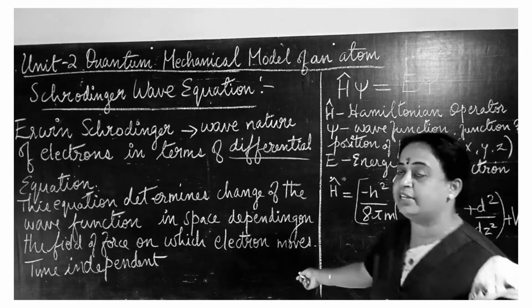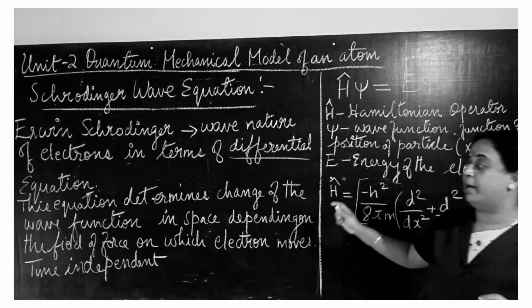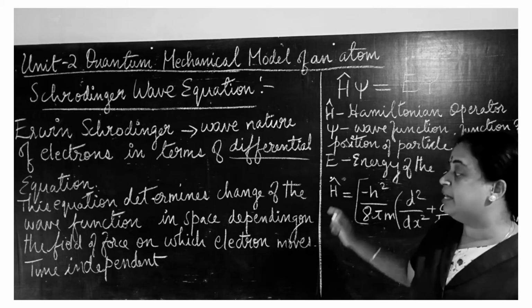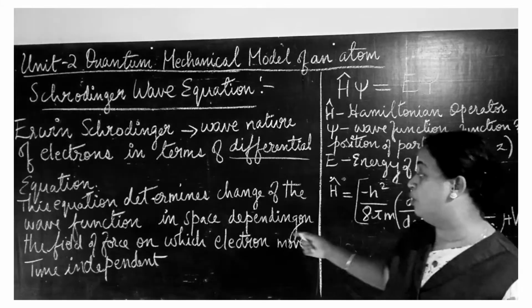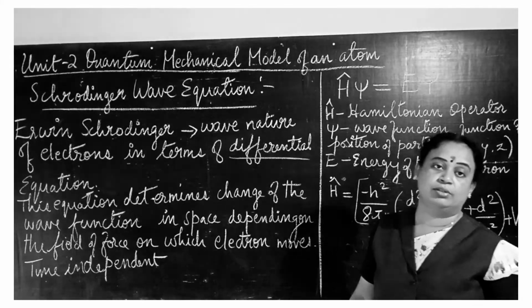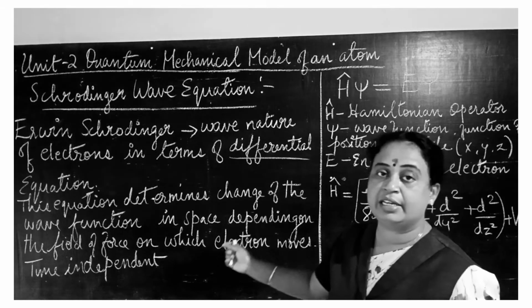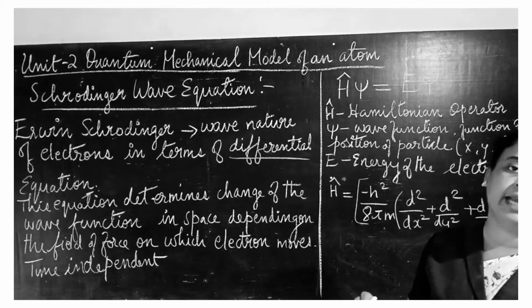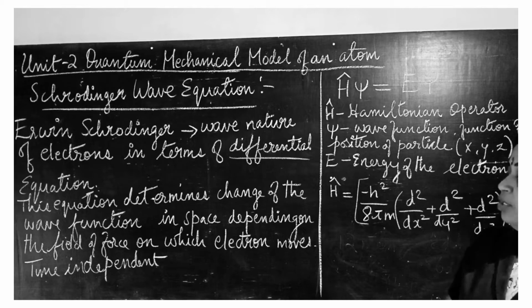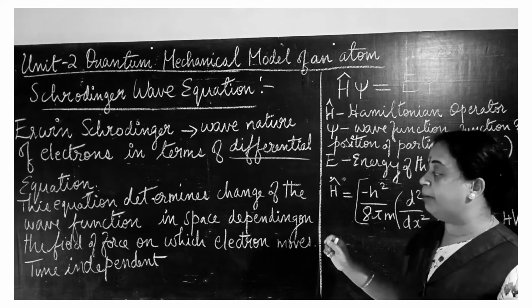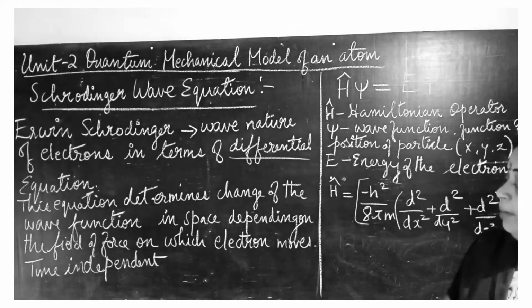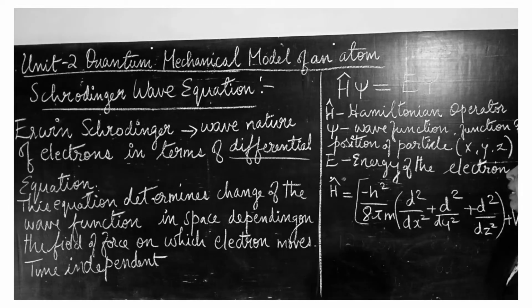So that is what this point says: the equation determines the change in the wave function in space depending upon the field of force on which the electron moves. And the equation does not depend upon time. That is why this equation is time independent.